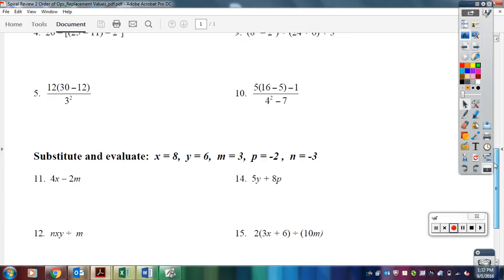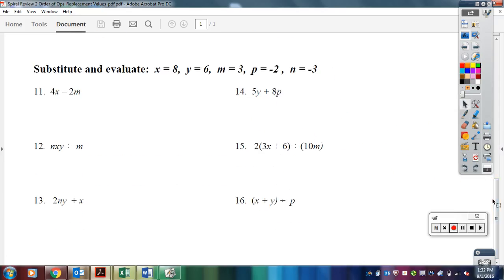Let's move on to the ones at the bottom, which are essentially the same thing, except you're going to plug in first. Let's do number 11. It says x is 8. This is not 48. 4 times x. That's not 40x, it's 4 times x. So if x is 8, it's 4 times 8 minus 2 times, what's m? 3. 4 times 8 is 32, minus 6, which is 26 for question number 11.